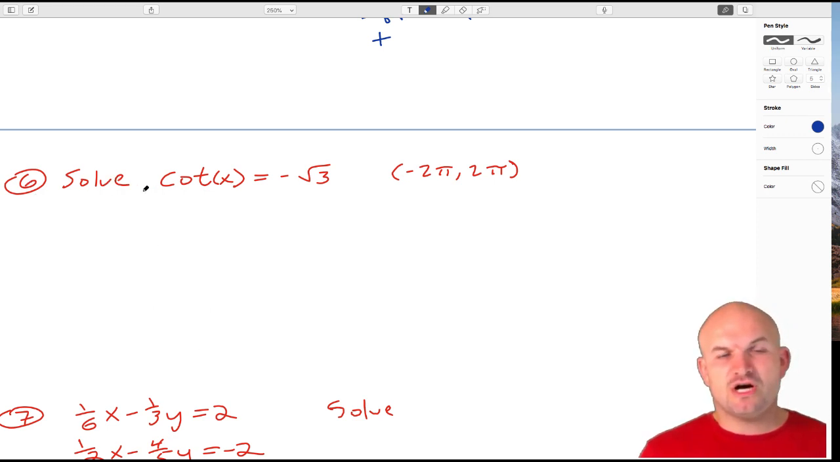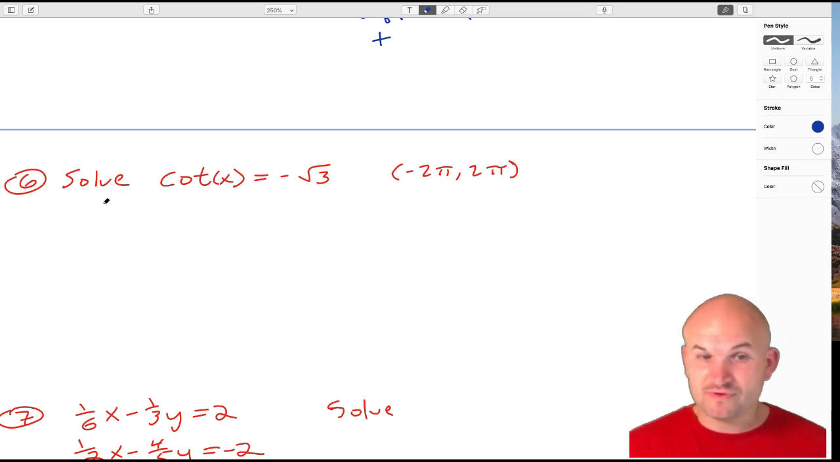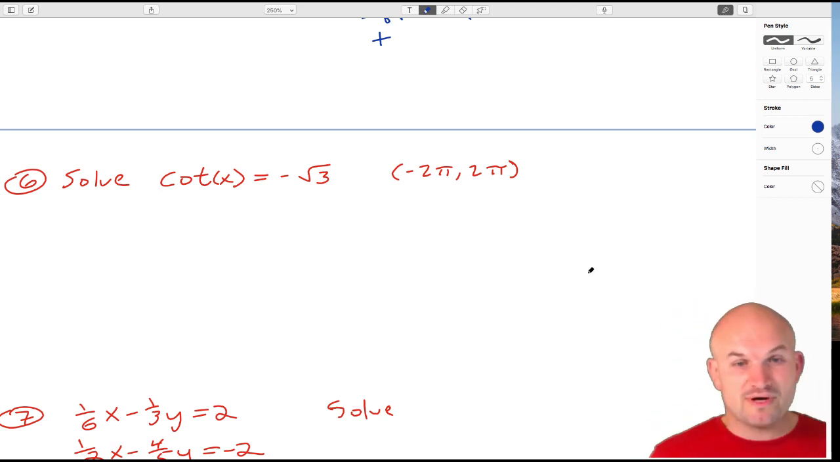So the next one, solve the cotangent of x equals negative square root of 3. So the first thing we gotta do is let's figure out where that solved is just within the unit circle.